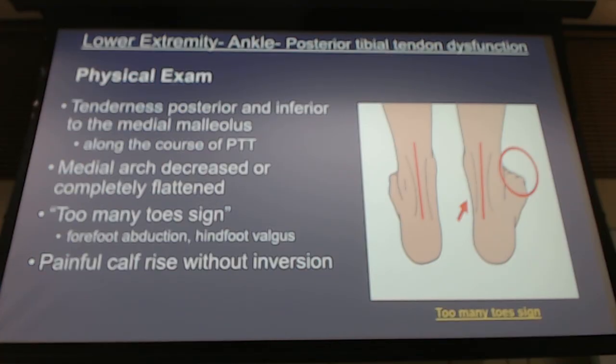Whoever named this, right on point. Okay. And so the foot is in adduction, which means it's pointed outwards a little bit, and the heel is in valgus.